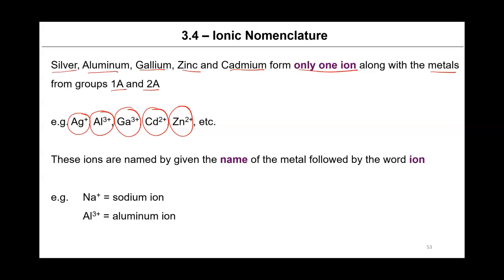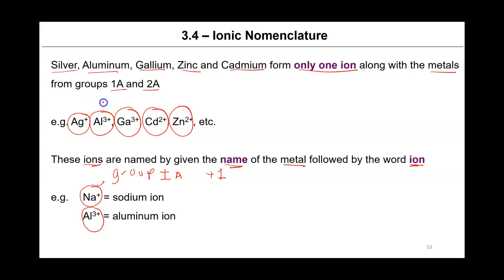How we name these ions is by giving the name of the metal, completely unaltered, followed by the word ion. So for example, if I wanted to name this cation, I would realize that sodium is in group 1A, so always forms a +1 cation. It is a fixed charge cation, so we just name this as sodium ion.